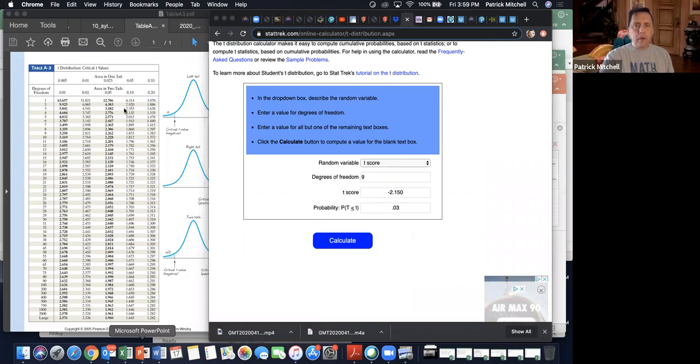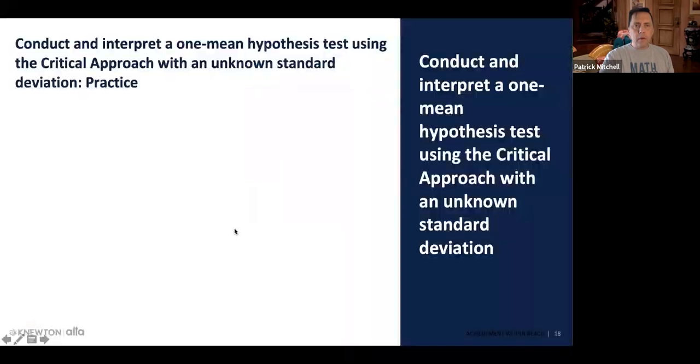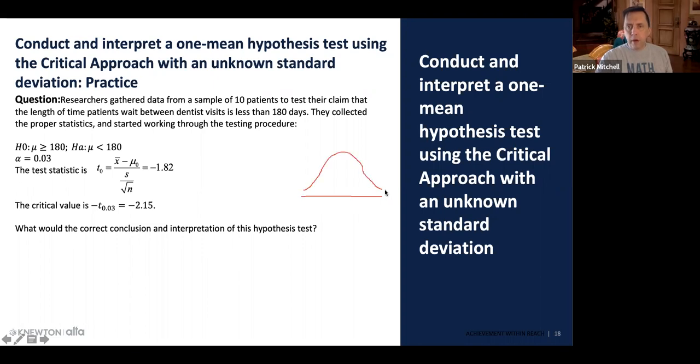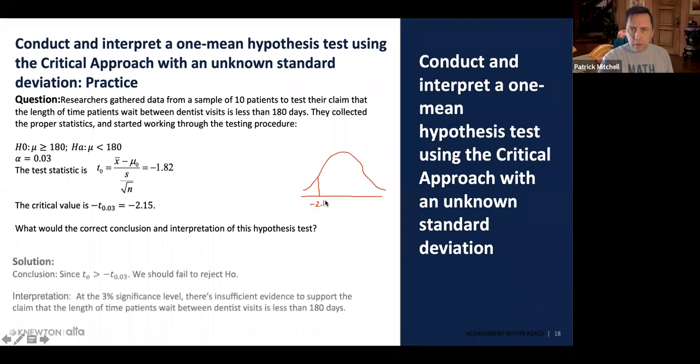All right, I just wanted to show you where that came from because it was kind of a mystery. Not really the point of this problem, but still a good thing to know. So what would be the conclusion and interpretation of this hypothesis test? Well, before I click to go ahead, let me, kind of wish I had kept my picture here. All right, so there's my t-distribution. And now we know this critical value is negative 2.15. The rejection region or critical region would be the region to the left of that.